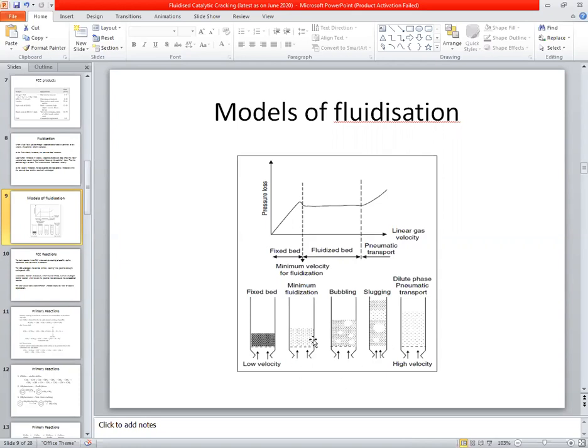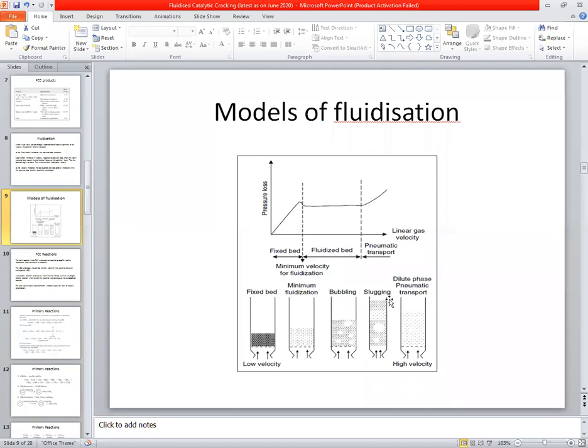Again I am telling you that in catalytic cracking units such as fluidized catalytic cracking, the catalyst is in a fluidized condition. These are the catalyst particles, and in between them the fluid, meaning the vacuum gas oil, passes through. Residence time is very low.